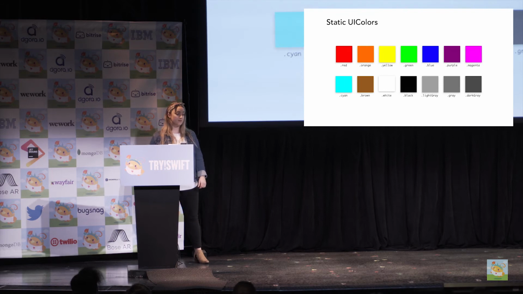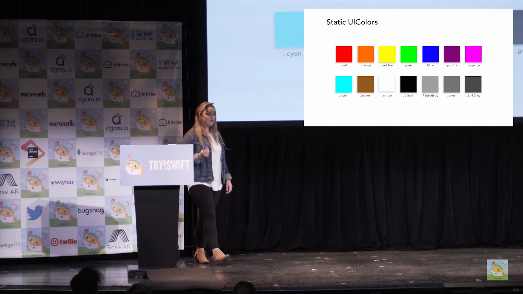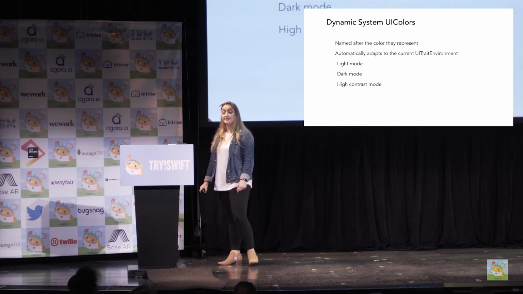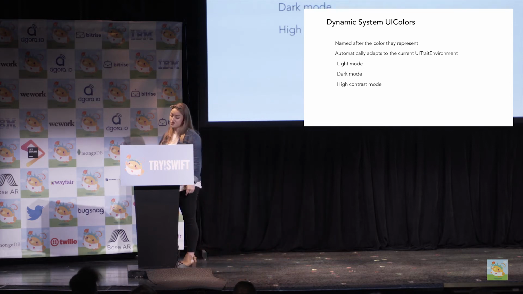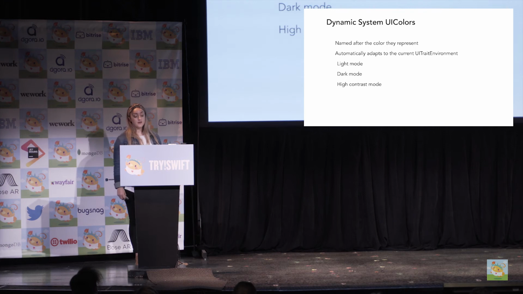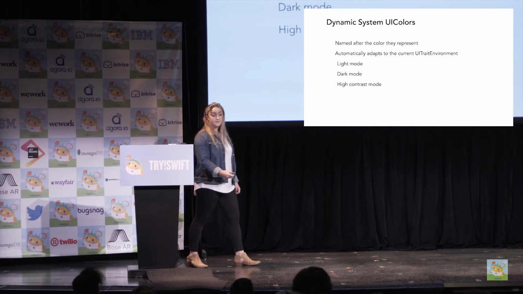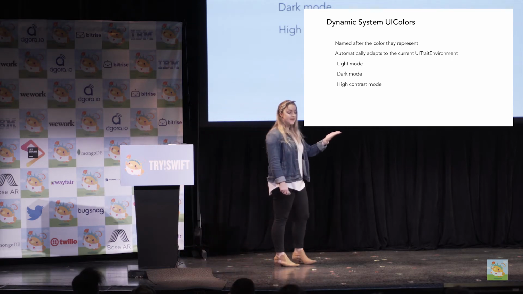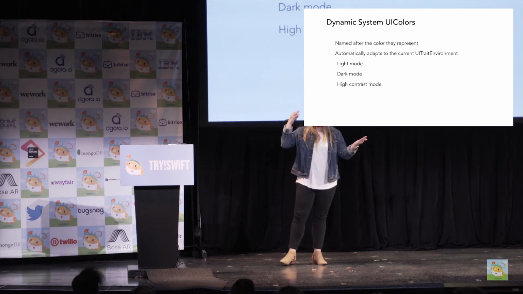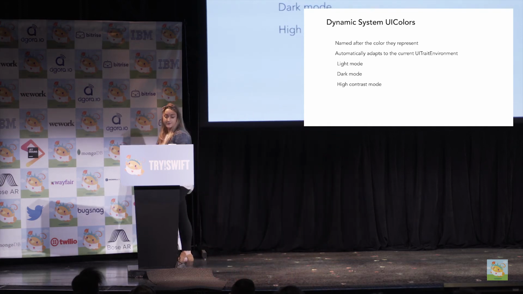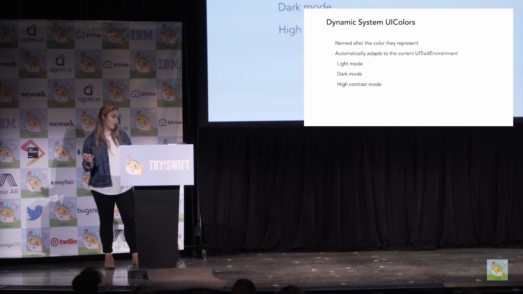Well, now with dark mode, Apple suggests that you change these to be dynamic system colors. They're very similar to what you just saw. They're named after the color they represent. But the only difference is that they automatically adapt at runtime to the current trait environment. So if you're in light mode, you might get a different shade of red than you get when you're in dark mode. Additionally, these also adapt to another mode called high contrast mode.